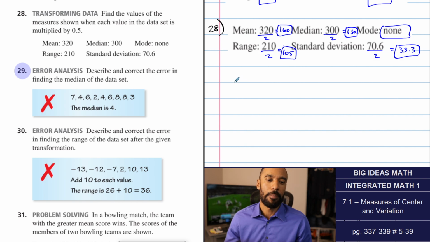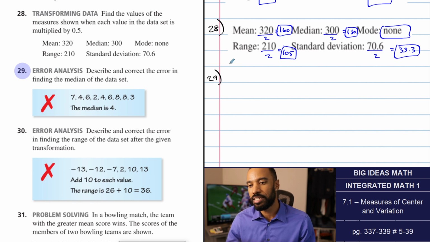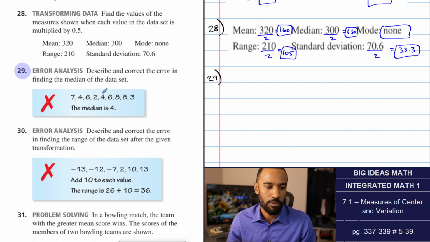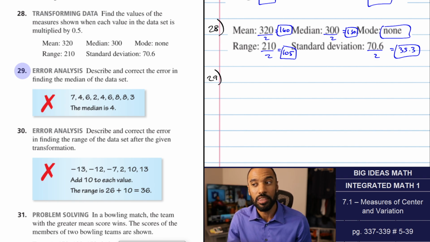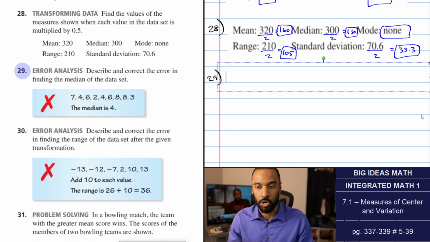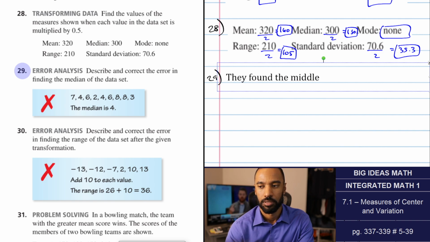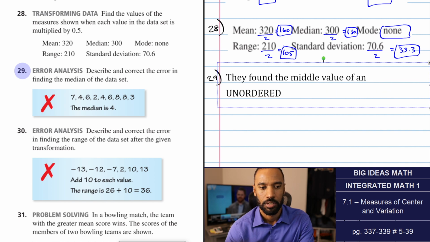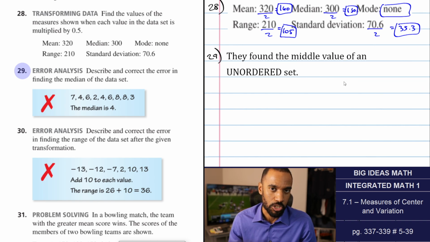Error analysis. Describe and correct the error in finding the median of the data set. Now, I can't guarantee that they are wrong, but I can say what I believe that they did, which is they found the middle value, but the numbers are not written in order. So my guess is whether or not they're right, their approach is incorrect. They found the middle value of an unordered set. So in correcting it, the answer must not be 4.